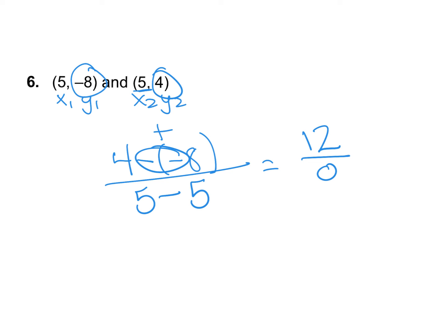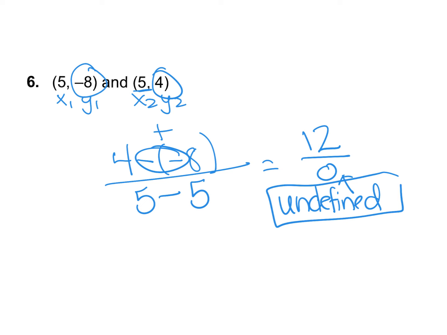Now you might remember us talking about when you have 0 on the bottom. You can't divide something into 0 pieces. We have nothing to divide. This is an undefined slope. Whenever you've got that 0 on the bottom, this is going to be undefined.